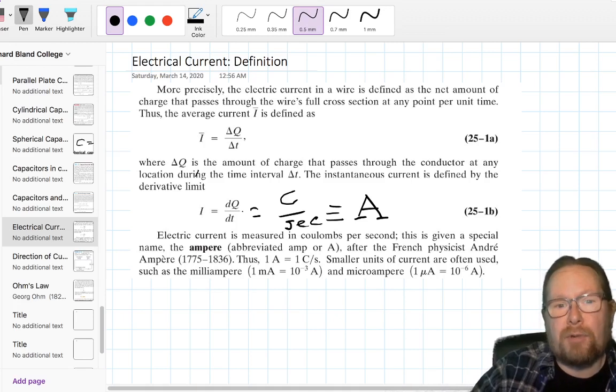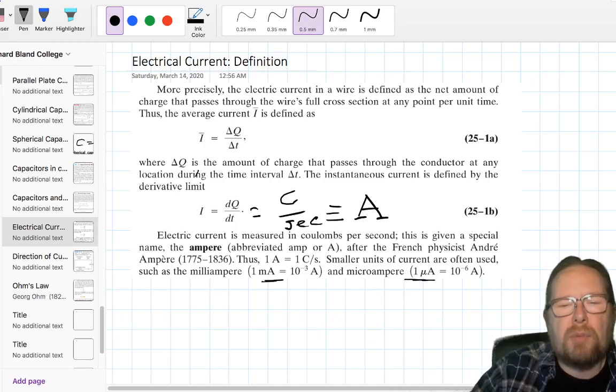An amp is a lot of current. So we will often, if we're dealing with electrical circuits with like batteries and light bulbs and stuff, be dealing with milliamps and maybe even microamps, thousandths or millionths of an amp of current.